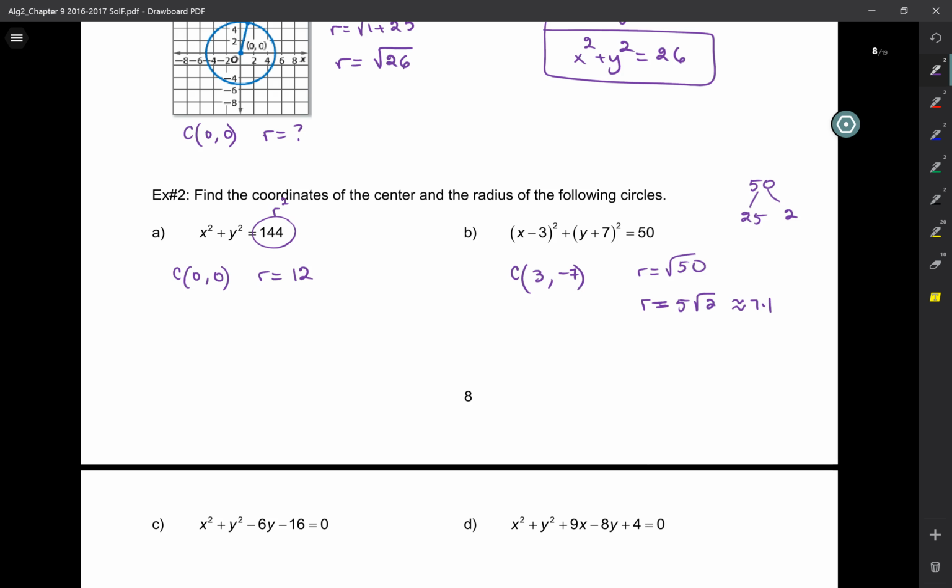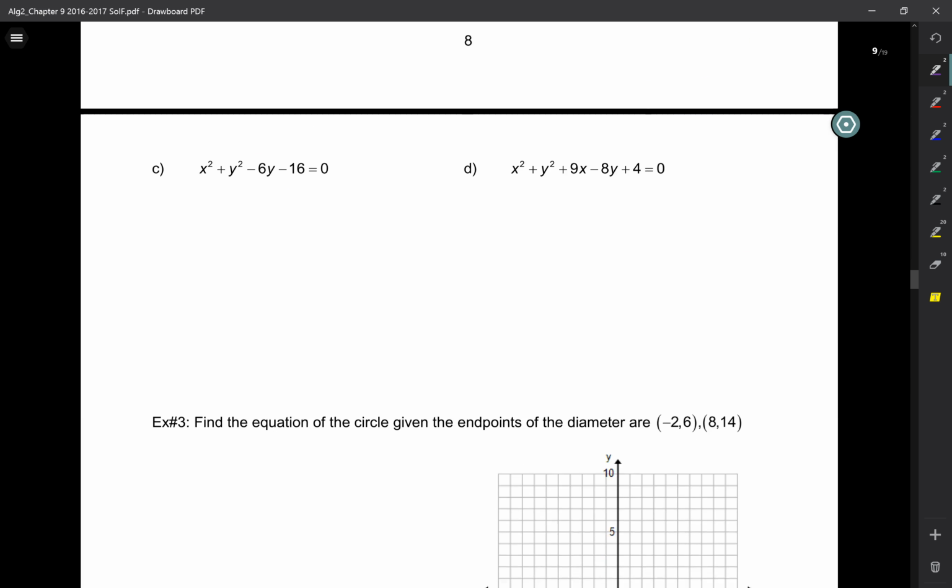Why is it positive? Because this gives you the x value. But remember, you have to take the opposite sign, and this gives you the y value, and you have to take the opposite. These are h and k. Remember, it's x minus h and y minus k? Right?